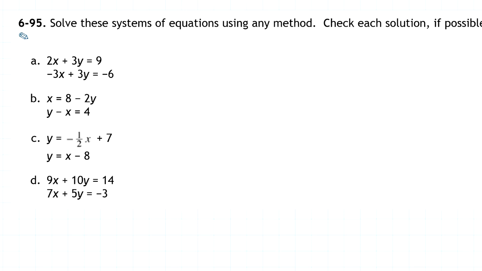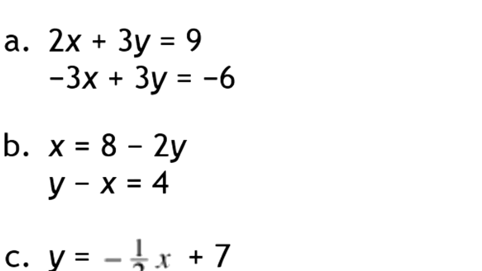One of them is called the equal values method. Another method we've been using is substitution. And most recently in our last couple lessons, we've looked at the method called elimination. It says we can solve these any method that we like to use, but it does say check each solution if possible. So it could be the case that maybe some of these lines don't intersect and there's no solution. So let's go ahead and begin with the first one here.